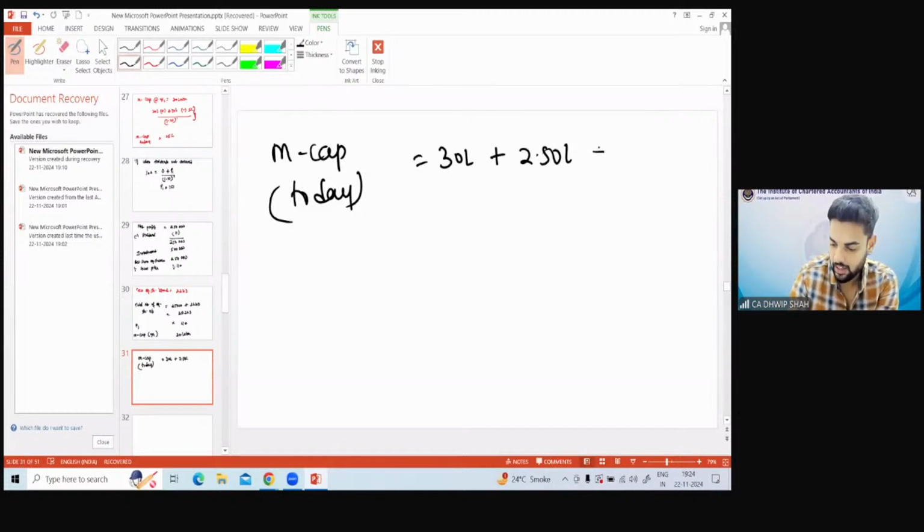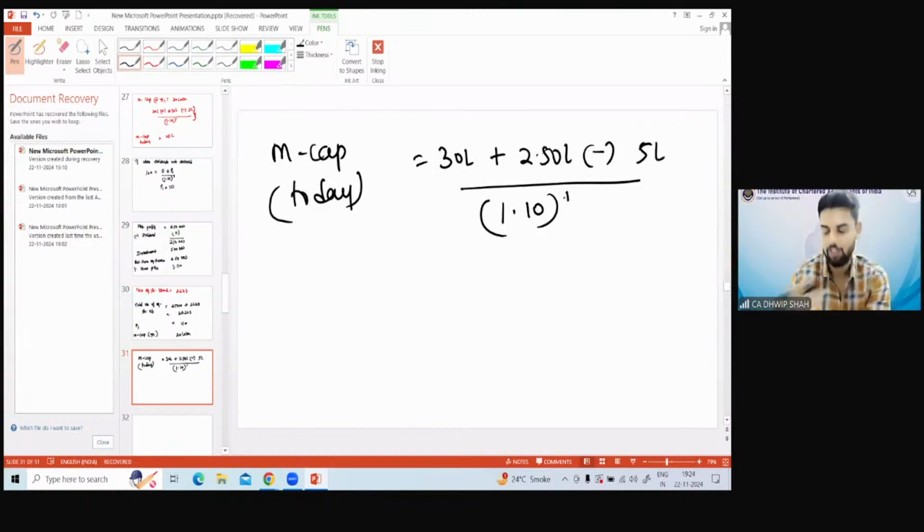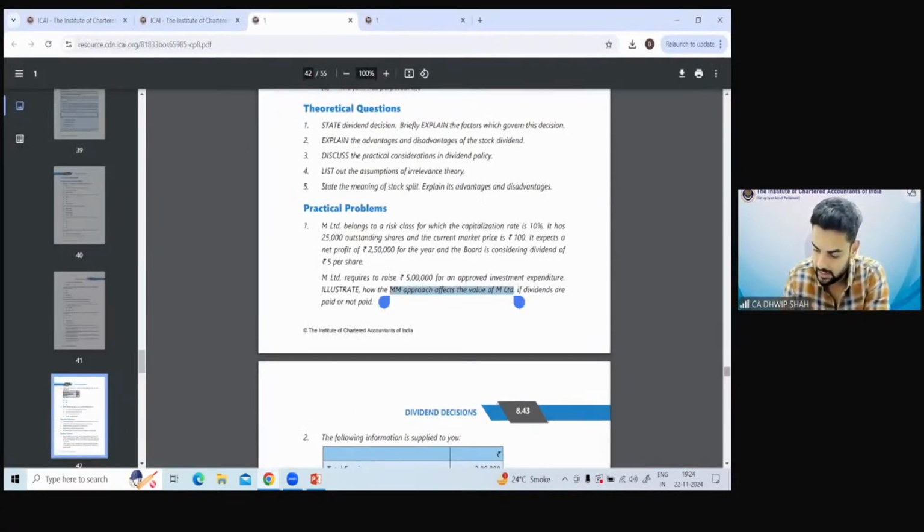2.5 lakh of earnings less 5 lakh of investment. Since we are calculating the market value today, we will discount it using the discounting rate. 25 lakhs. Yes or no? Understood everyone? So let's see their solution.